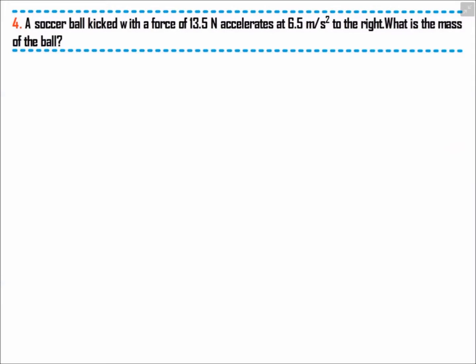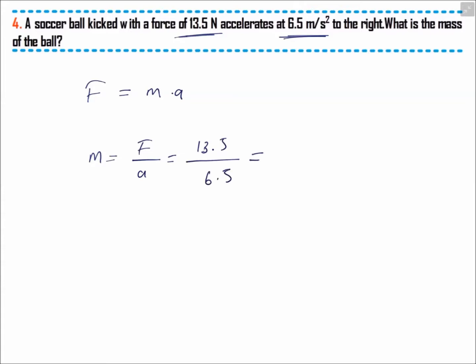In this question it says a soccer ball is kicked with a force of 13.5 Newton and accelerates 6.5 meter per second squared to the right. What is the mass of the ball? So our formula in this question is F equals mass times acceleration. The question is asking mass. So mass equals force over acceleration, and the force is given 13.5 over acceleration given 6.5. So the mass of the object will be 2.1 kilogram.